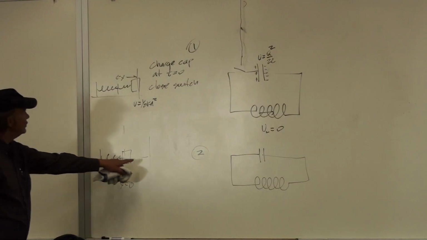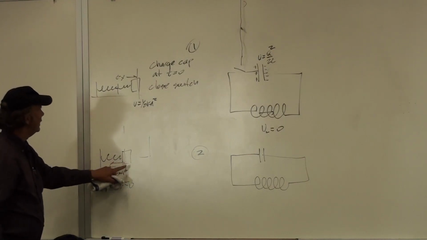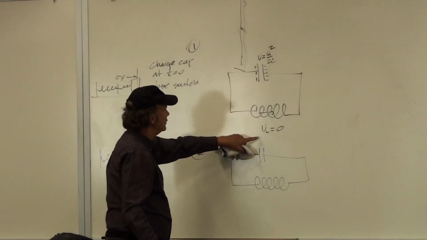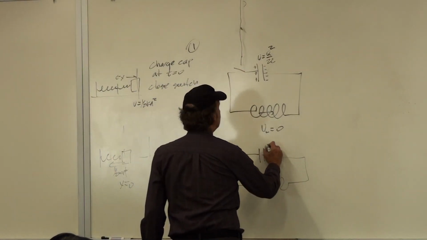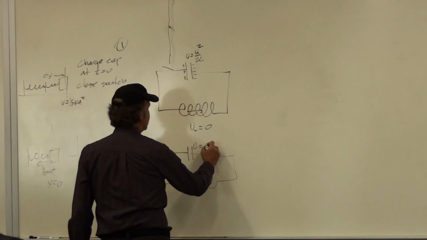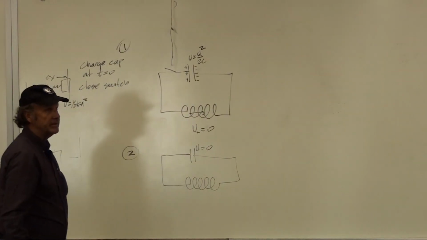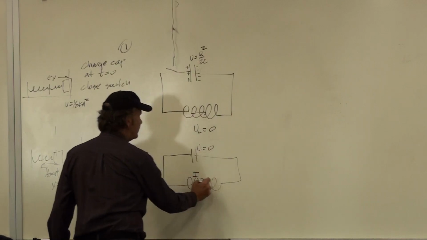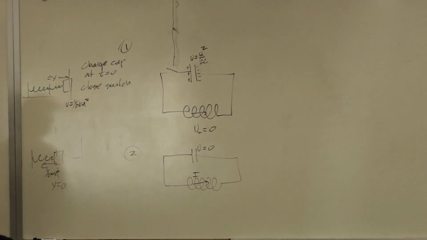But now the potential energy is 0. Here the kinetic is 1/2 mv squared. What is it here when we close the switch? Well, then the energy in the capacitor is 0 at the point where it's completely discharged. And that energy has gone into building up the current through the inductor.